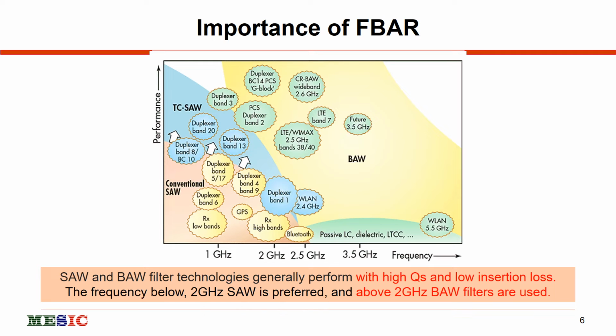The importance of the film bulk acoustic resonator is, as you can see in the graphical representation, that above 3.5 gigahertz till 5.5 gigahertz, the bulk acoustic resonator has higher performance than the other resonators, which are the conventional resonators or filters. So above 2 gigahertz, the BAW filter is preferred.